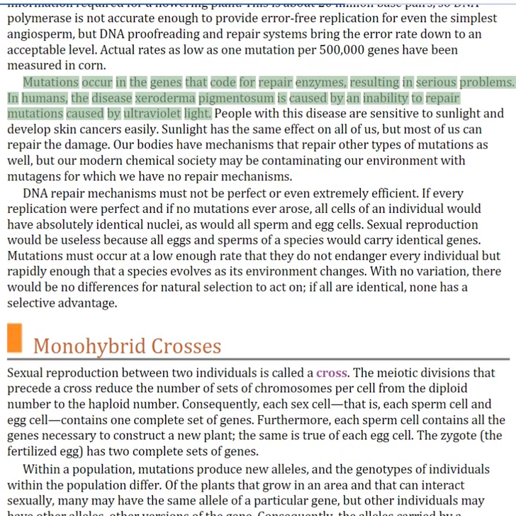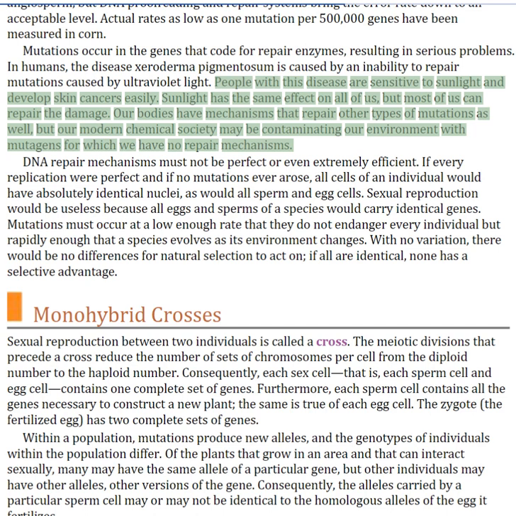Mutations occur in the genes that code for repair enzymes, resulting in serious problems. In humans, the disease xeroderma pigmentosum is caused by an inability to repair mutations caused by ultraviolet light. People with this disease are sensitive to sunlight and develop skin cancers easily. Sunlight has the same effect on all of us, but most of us can repair the damage. Our bodies have mechanisms that repair other types of mutations as well, but our modern chemical society may be contaminating our environment with mutagens for which we have no repair mechanisms.